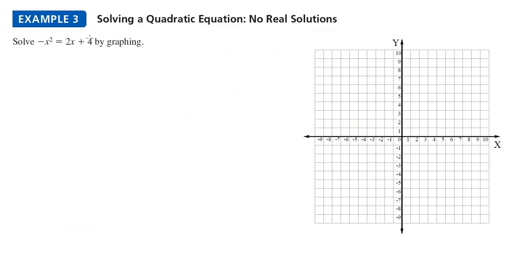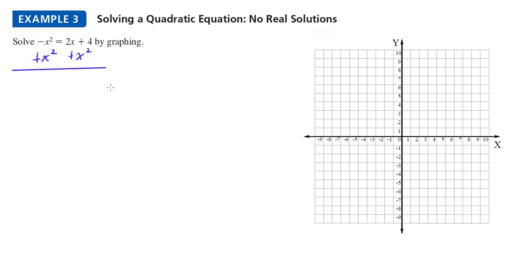What does it look like when we solve a quadratic equation and there are no real solutions? So it says here, solve -x squared equals 2x plus 4 by graphing. Now again, we need to set this equal to 0, but instead of moving the 2x and the 4, we can move the -x squared. We don't want a -x squared anyways, so we can go ahead and move it to the other side by adding x squared to both sides.